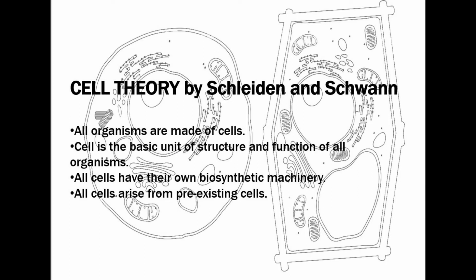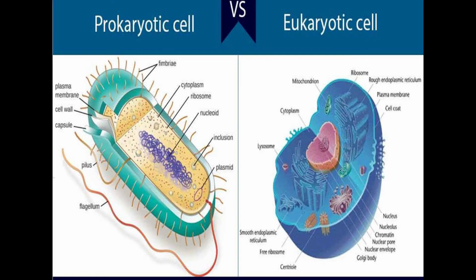And the last tenet is all cells arise from pre-existing cells. Okay? A cell cannot come out of nowhere. There must be a mother cell from where the cell comes. These are the basic tenets of the cell theory by Schleiden and Schwann.